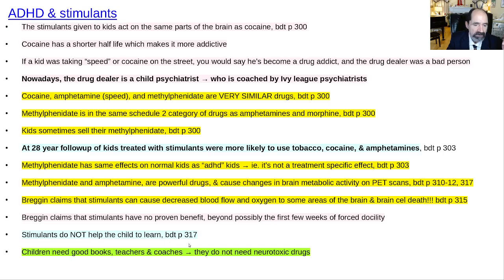Stimulants do not help the child learn. Yeah, they make the kid dumber. What kids need is good teachers, good books, good activities, good coaches. They don't need neurotoxic drugs.